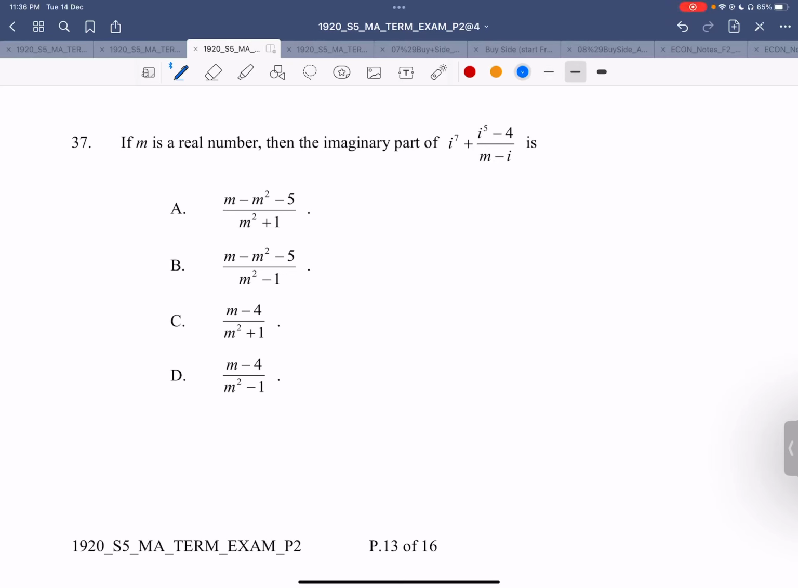This question is about imaginary numbers, I numbers, all right? But before that, let's recall a basic concept, okay? I to the 1 is I, I squared is -1, I cubed is -I, and I to the 4 is 1, all right?